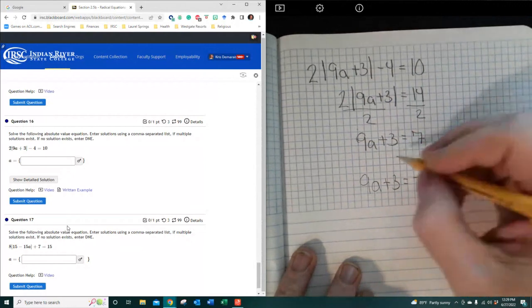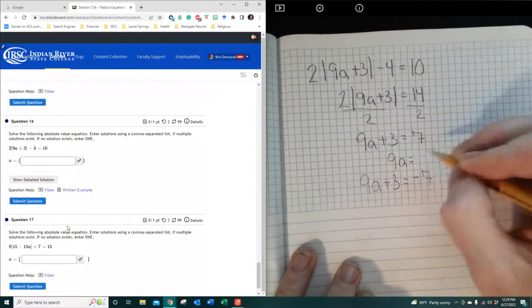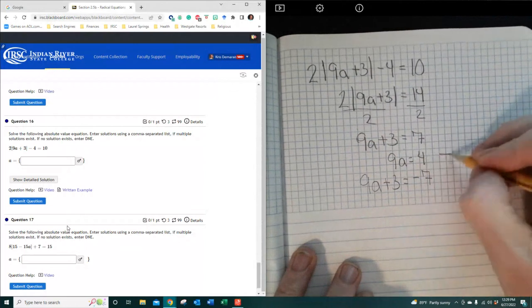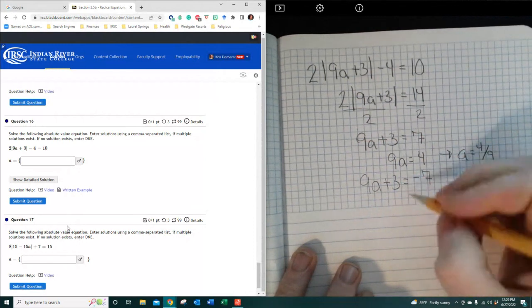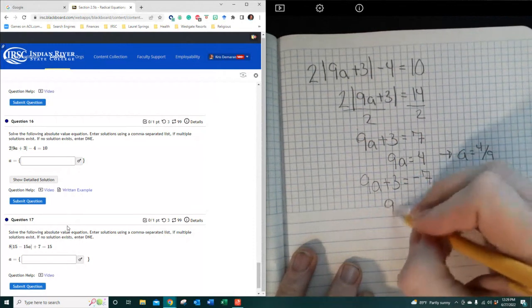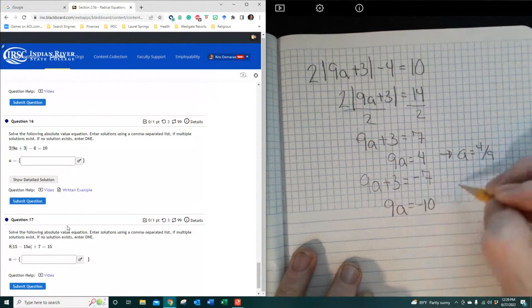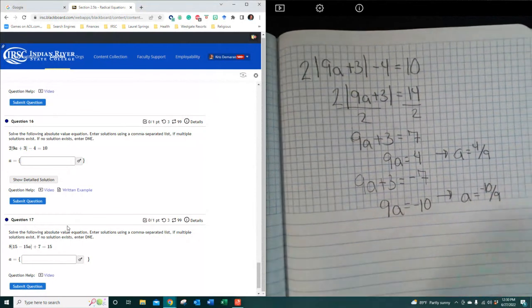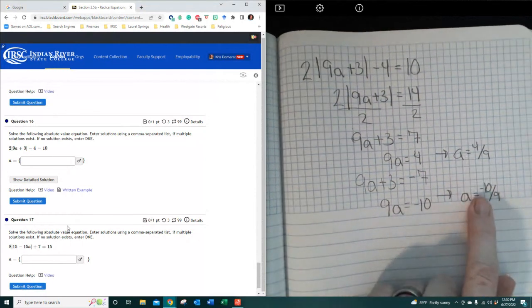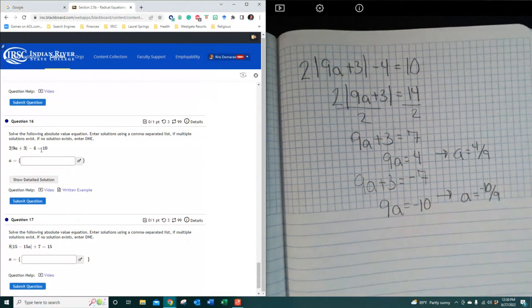Now we subtract 3 from both sides, and divide both sides by 9. I get 4 9s, and do the same thing. I'm going to get 10, negative 10, and then divide both sides by 9. So I get my answer of 4 9ths, and negative 10 over 9.